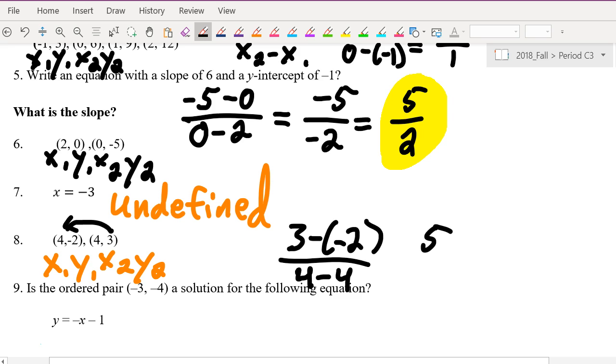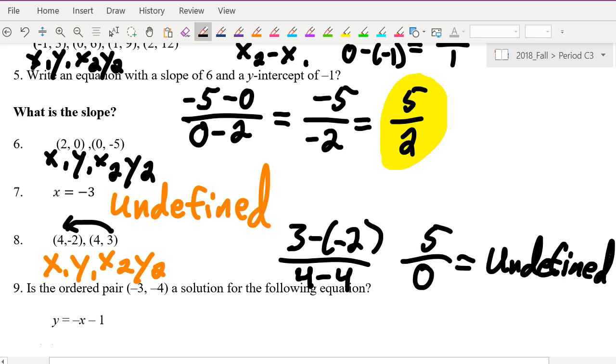But we can't have 0 in the denominator. We cannot have 0 in the denominator. It's not 0, it's undefined. Remember, we cannot divide by 0. So if you graph those, it would be a vertical line.